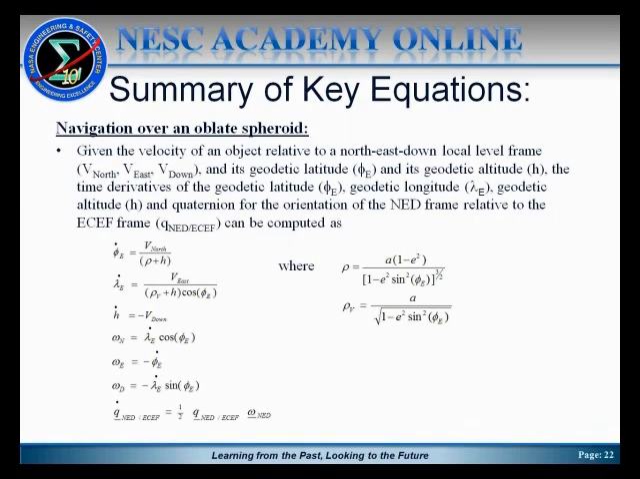The summary of the navigation over an oblate spheroid that we presented earlier, these would be the state equations that you could use to compute the rate of change of geodetic latitude, longitude, and altitude, and also the rate of change of the quaternion that orients the northeast down frame relative to the Earth-centered, Earth-fixed frame. And by integrating those states, you can come up with, at any time in the trajectory, the values of the geodetic longitude, latitude, altitude, and the quaternion for orienting the northeast down frame.